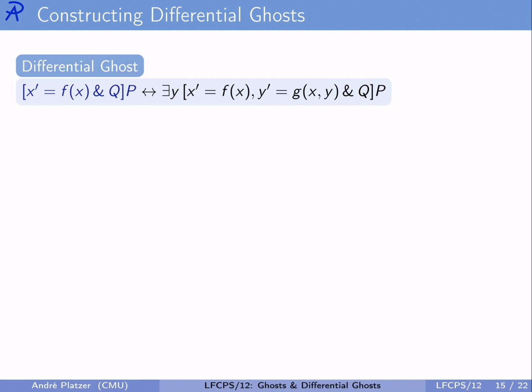Well, of course, the differential ghost y prime had better be new. It wouldn't be sound if y would already appear either here on the right-hand side of the differential equation that was there before, or within the evolution domain constraint q, because then we would be limiting it, or within the postcondition p. And that's, of course, all ruled out, because y had better be new. But what else could possibly go wrong?